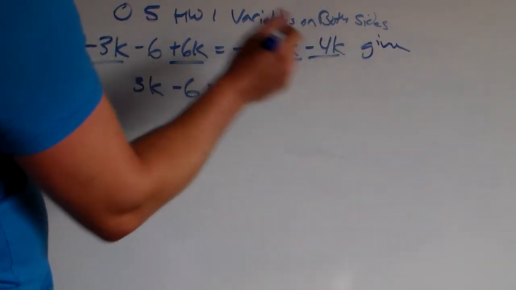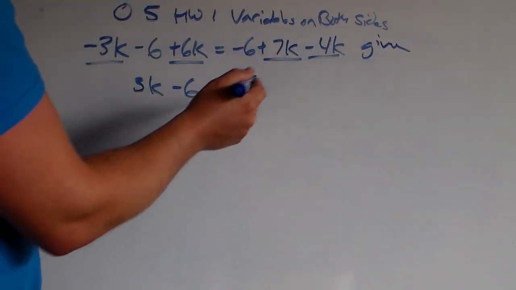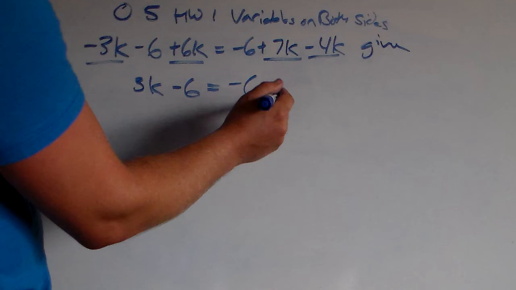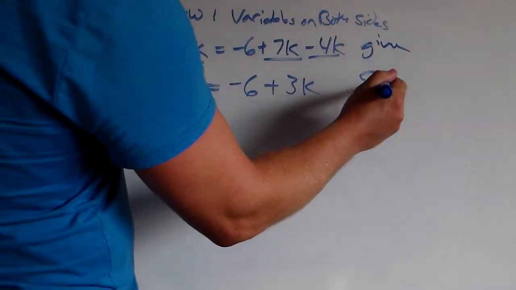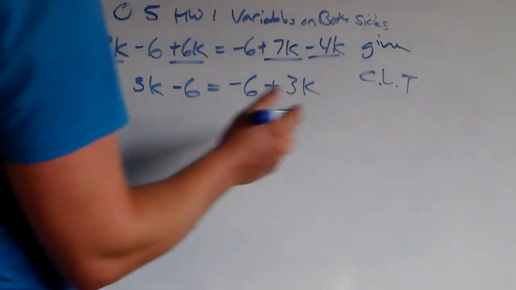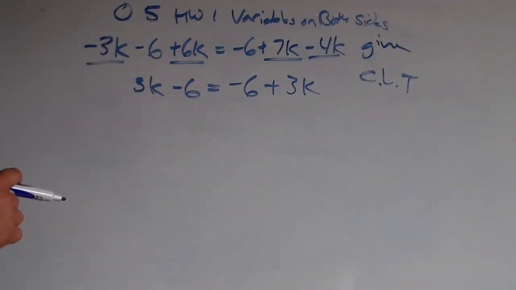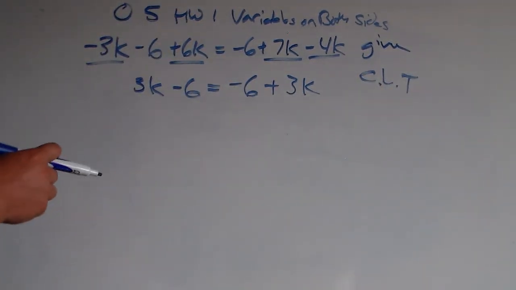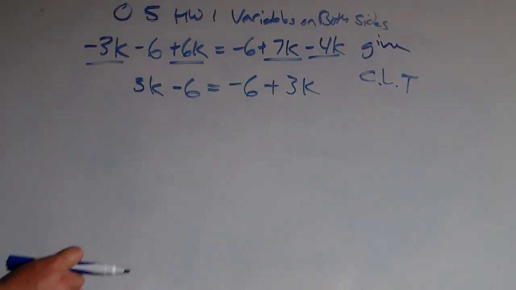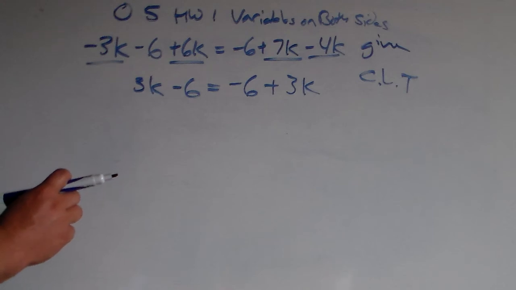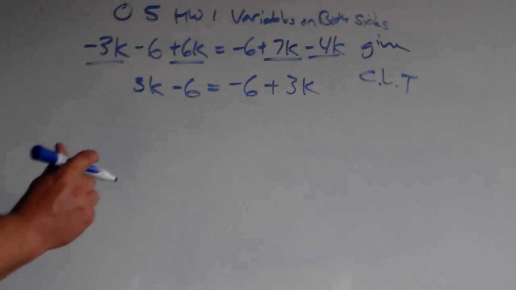Our two like terms on the right hand side are positive 7k and minus 4k, so 7 minus 4 gets us positive 3k. This was combined like terms. So notice in this problem, it wasn't variables on both sides where we use our inverse operations first. This problem, we use combined like terms to make our problem smaller. Now, 3k minus 6 equals negative 6 plus 3k.